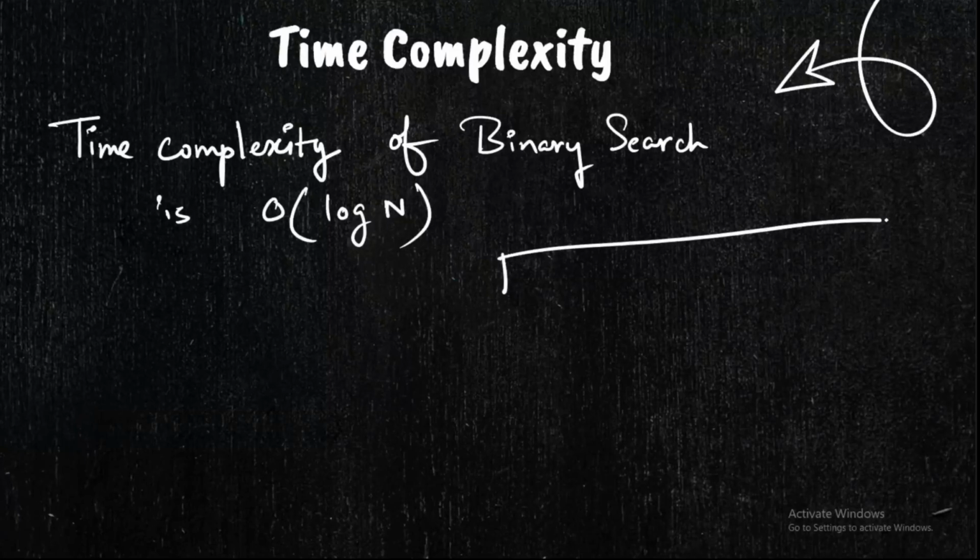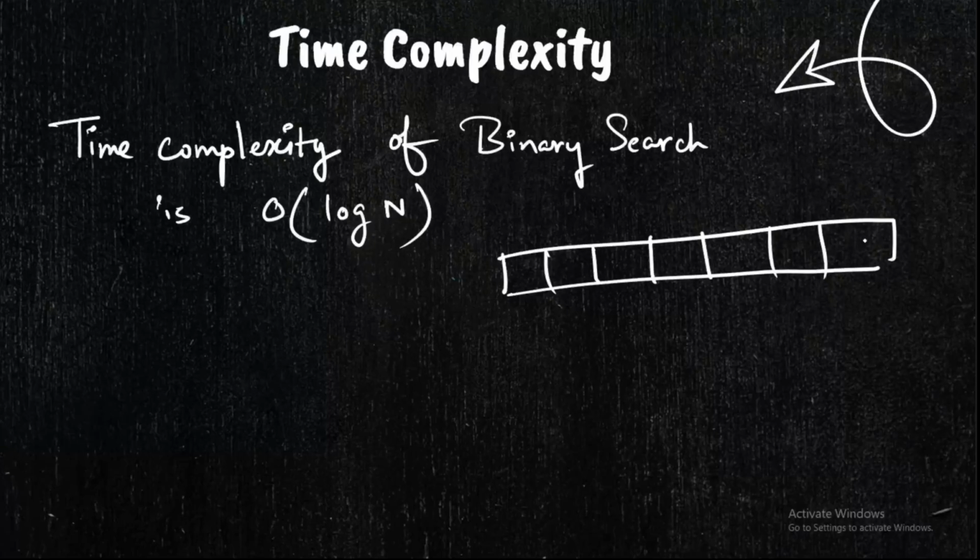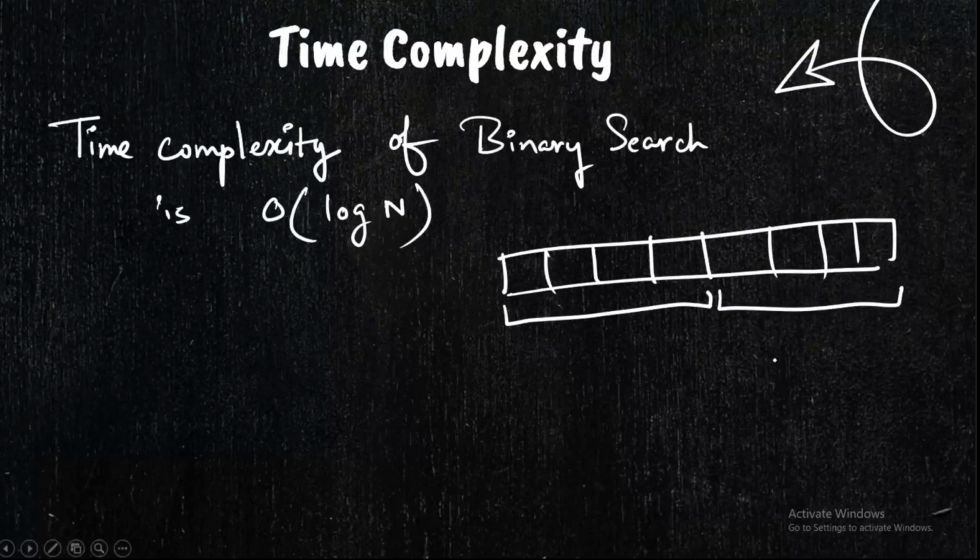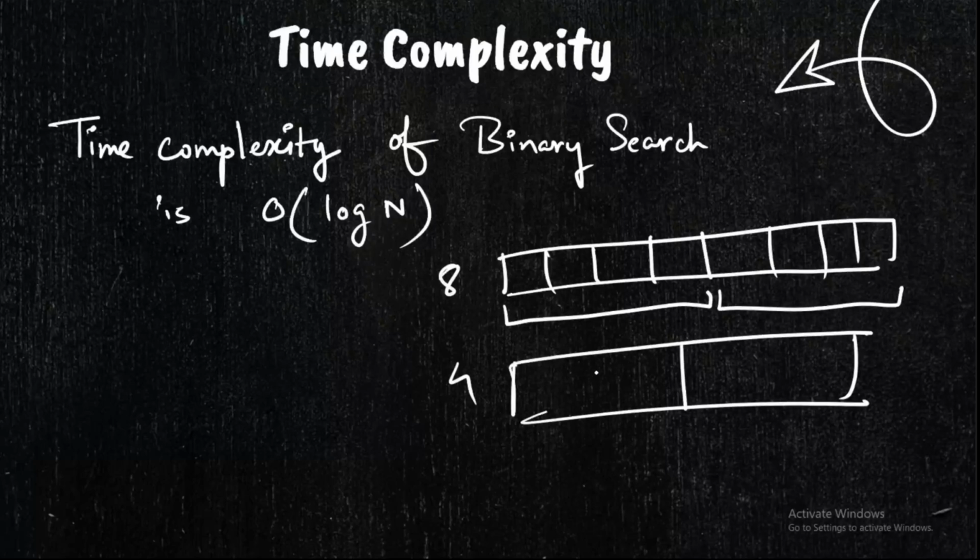Let's see. When the array is of size 8, with each iteration, we can eliminate half of it. We can eliminate half of the array by deciding whether the target value is greater than mid or less than mid. So we can obviously omit half of the array with each iteration. So at first the array size is 8. In the next iteration, the array size becomes 4. And we again omit half of it, maybe this one on this side.